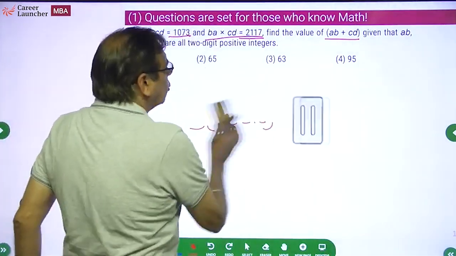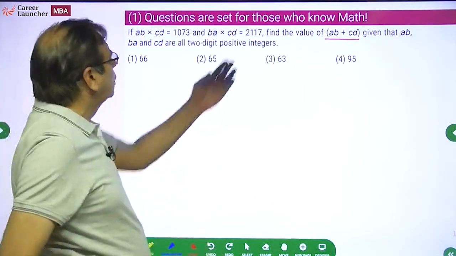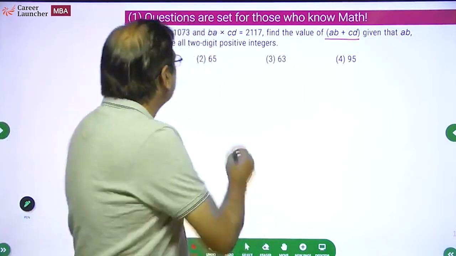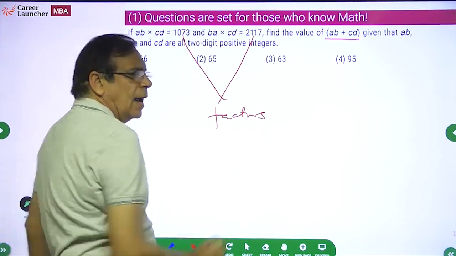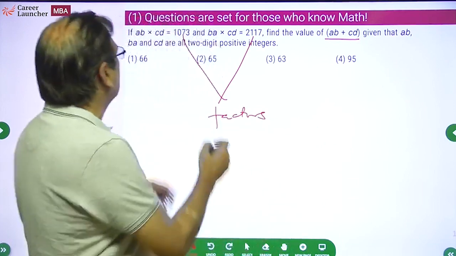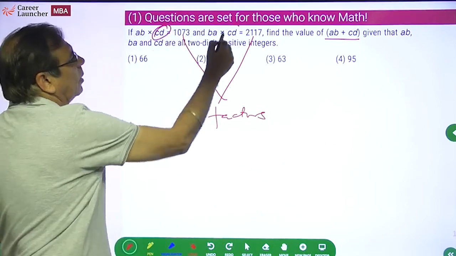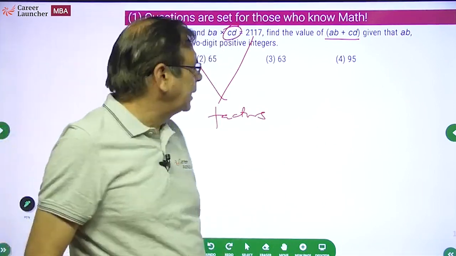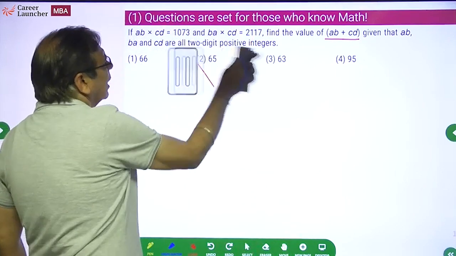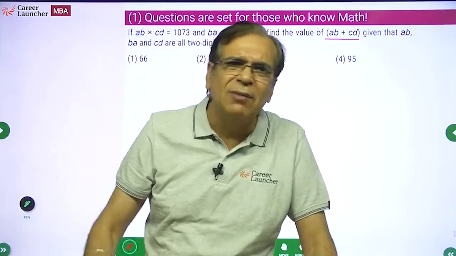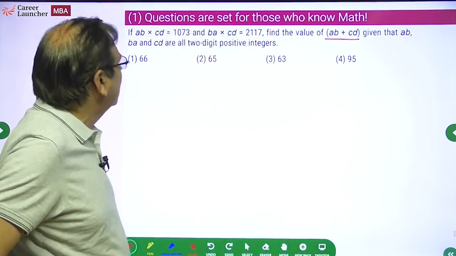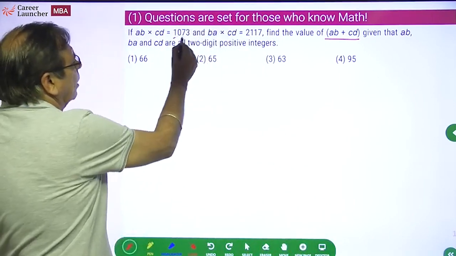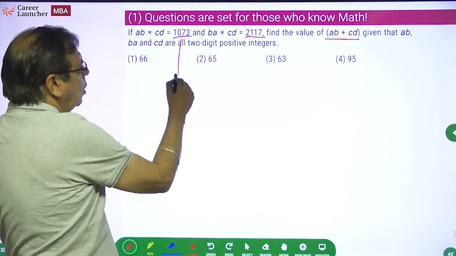Some will be slightly more smarter and they will try to factorize 2117 and 1073, दोनों के factor लिखेंगे, and the common factor is going to be obviously CD. You can get it. But 2117 and 1073 are definitely not convenient numbers. तो यार भैया factorization में भी टाइम तो लगेगा. क्या कहना चाहिए? Please look at these two numbers. They are odd numbers.